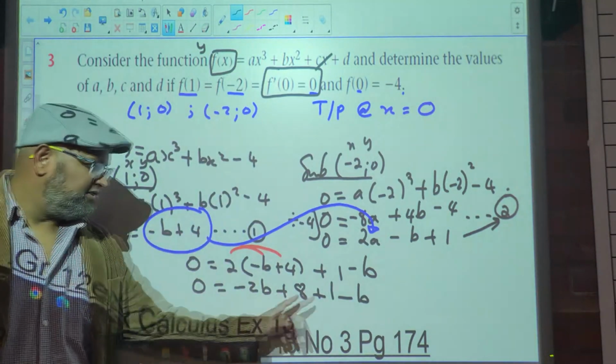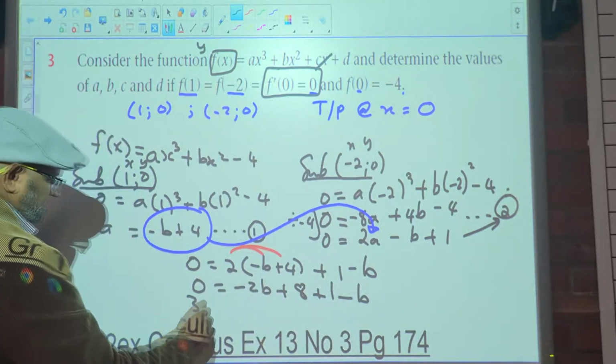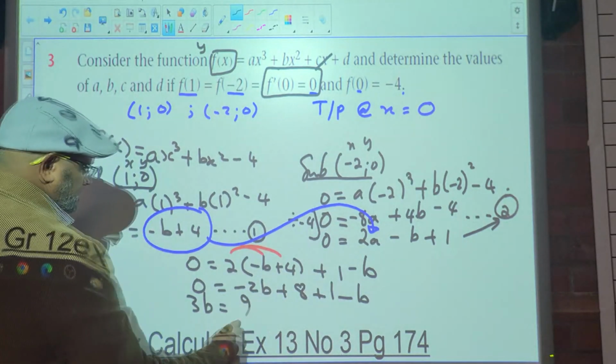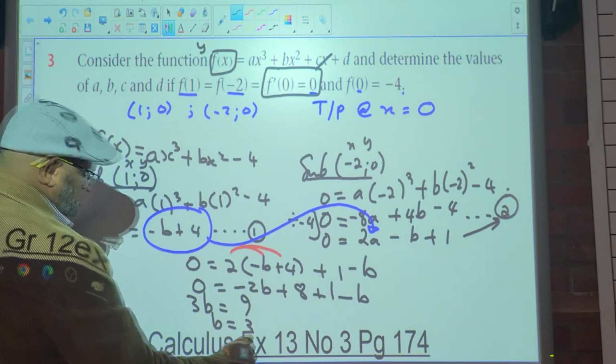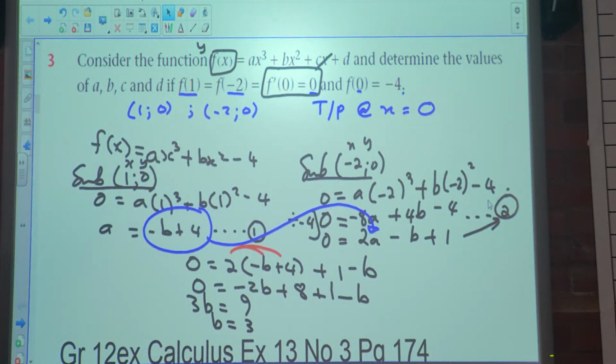That's going to give you minus 3b. Not so? Bring it over, it becomes positive 3b is equal to 9. B, of course, is equal to 3. So what do I do now? Sub it back.